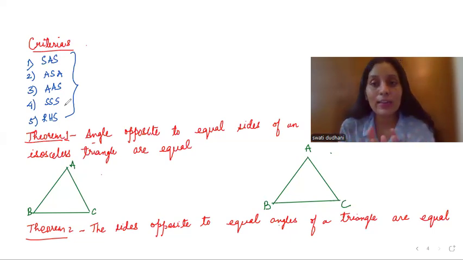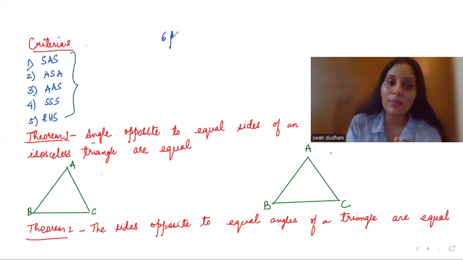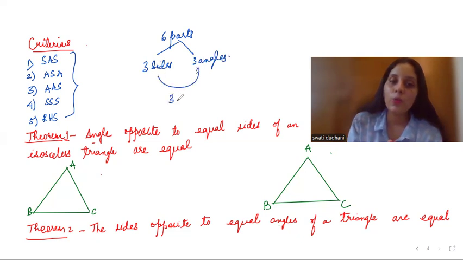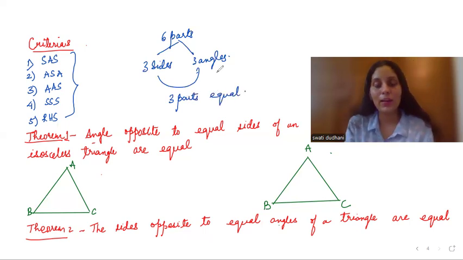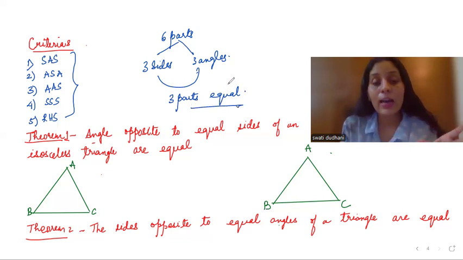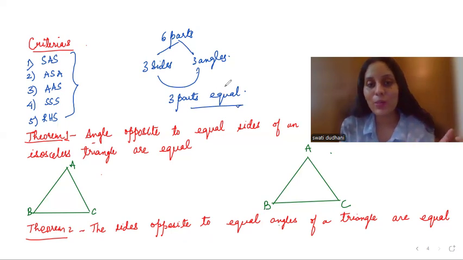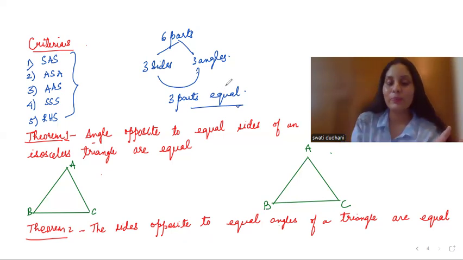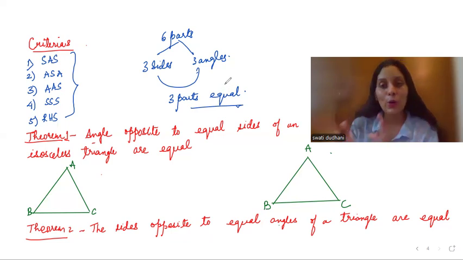So we know that in a triangle we have six parts. What are the six parts? We have three sides and three angles. Among these we need to prove three parts equal. If we prove three parts equal, then the two triangles are congruent. And if two triangles are congruent, by CPCT, the remaining three parts will be automatically equal. So this was all about congruence.